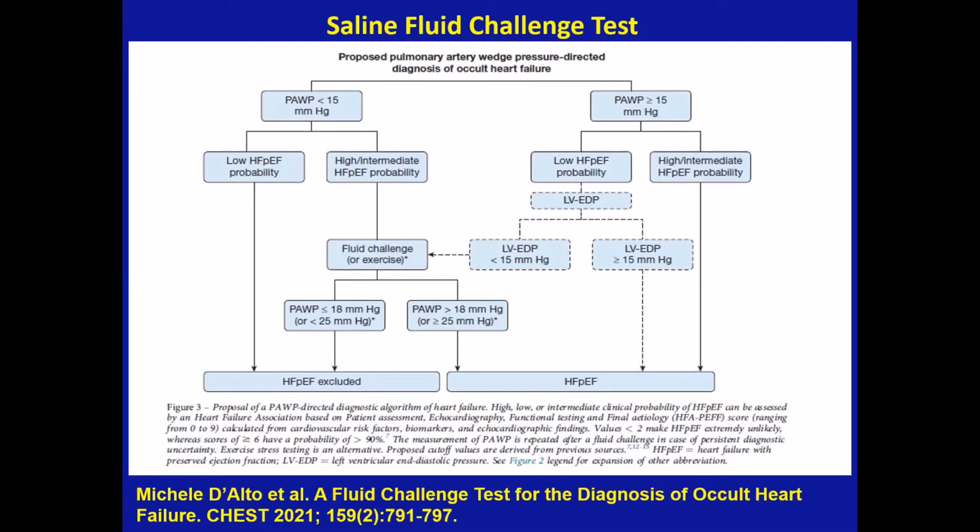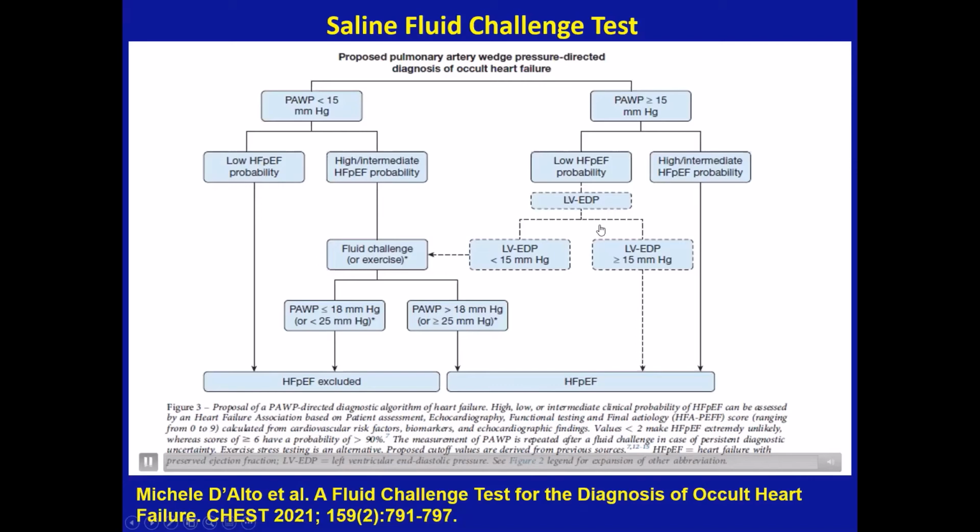And then once the fluid bolus is done, you'll recheck their numbers. So we are looking at pulmonary artery wedge pressure. If it is less than 15 and their clinical probability is low, then HFPEF is excluded. If they are in the intermediate probability, then you do the fluid challenge. And if their wedge pressure goes up to greater than 18 after the fluid bolus, that helps you make the diagnosis of HFPEF. Okay. And if you have any issues with the wedge pressure, you may choose to do the left ventricular end diastolic pressure.